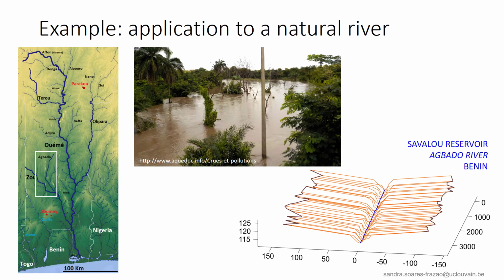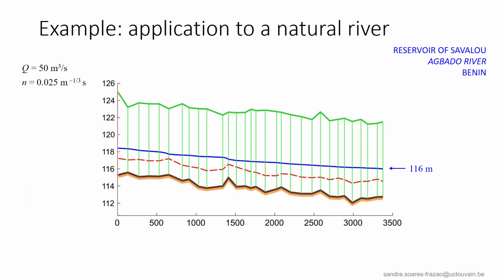Let us apply this type of calculation to the Agbado River in Benin. The portion of the river that we analyzed is represented here, and we see that the cross-sections are quite irregular. So the question here was to determine the water level immediately downstream from the dam. There is a dam somewhere here, without knowing exactly the downstream conditions.